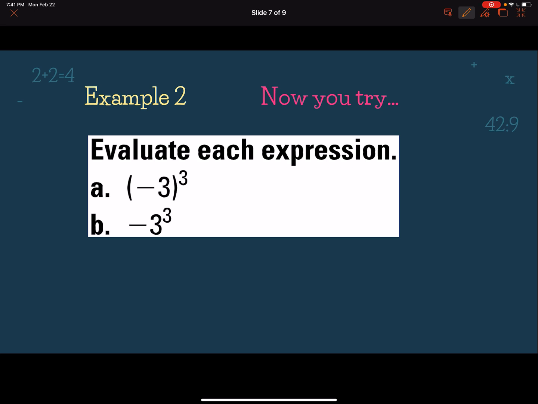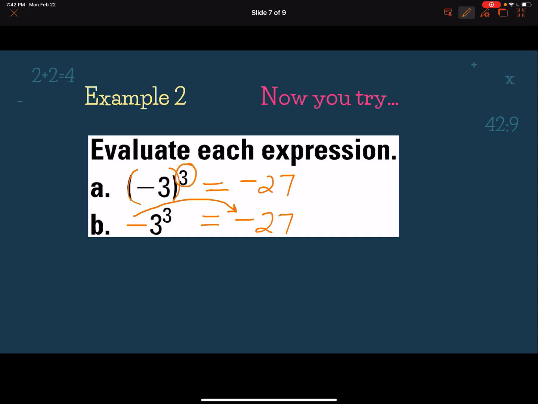Okay, in part A, notice we have parentheses. So we are taking basically -3 times -3 times -3. That's going to give us a -27 in our calculator. Now, when you put in B, just a -3 to the 3rd power, you're also going to get a -27 because that's wanting the opposite of 3 to the 3rd power. So it brings it to your answer.